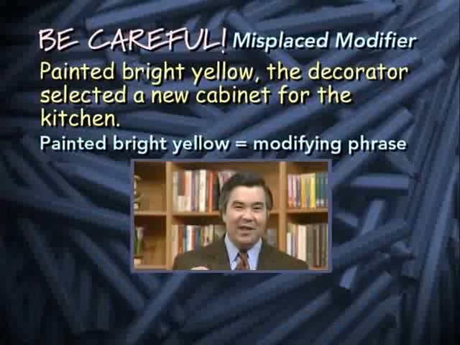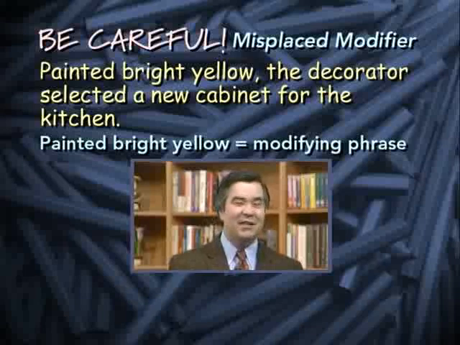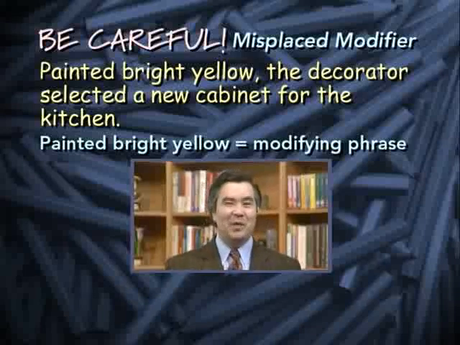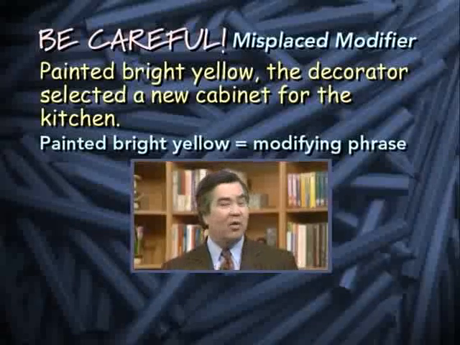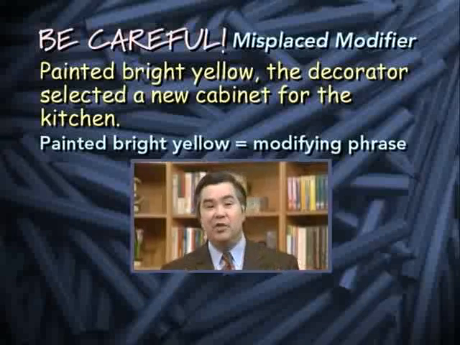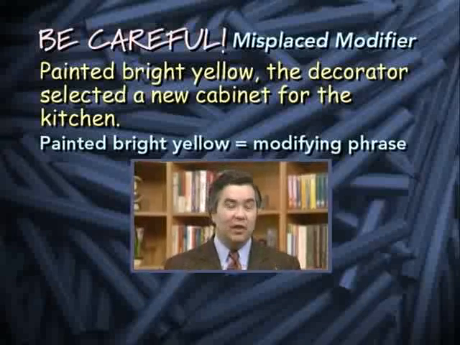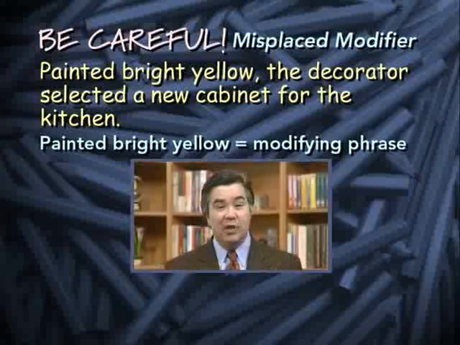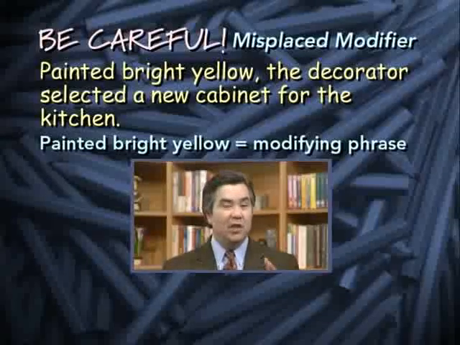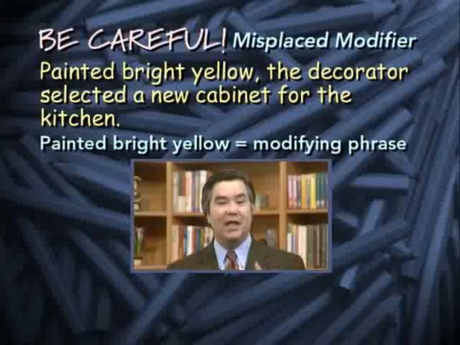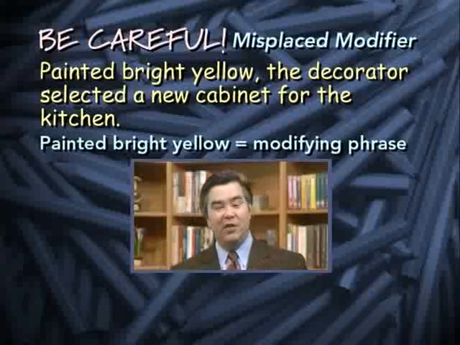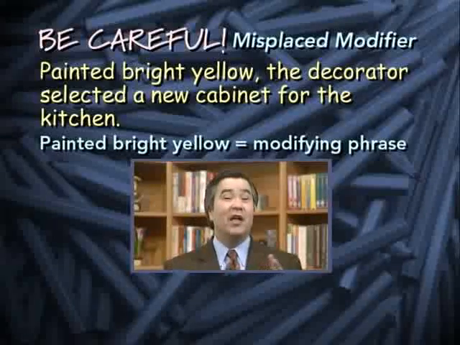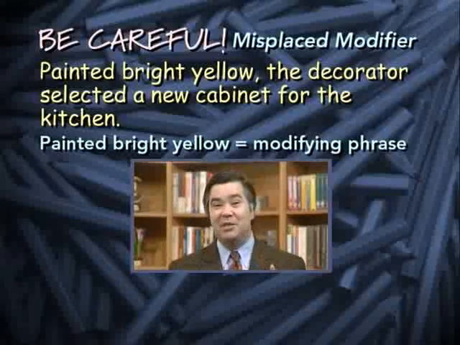If you stop and think about it for a moment, it almost sounds as though the sentence is saying that the decorator was painted bright yellow. Of course, that's not the idea. A person would never be painted bright yellow. And so after a few seconds of confusion, the reader immediately figures out what is really going on. The thing that's really painted bright yellow, of course, is the new cabinet that has been selected for the kitchen by the decorator. But there is a moment or two of confusion, and it's actually a little comic if you think about what the sentence seems to be saying.